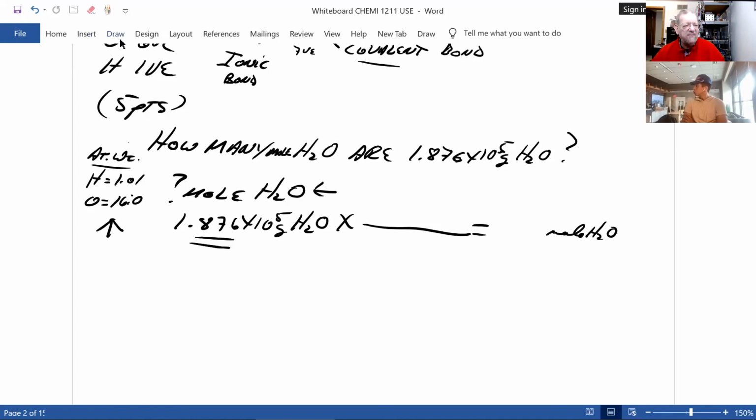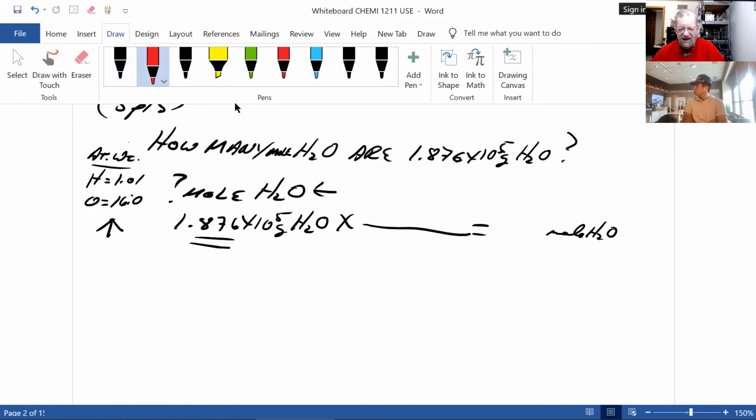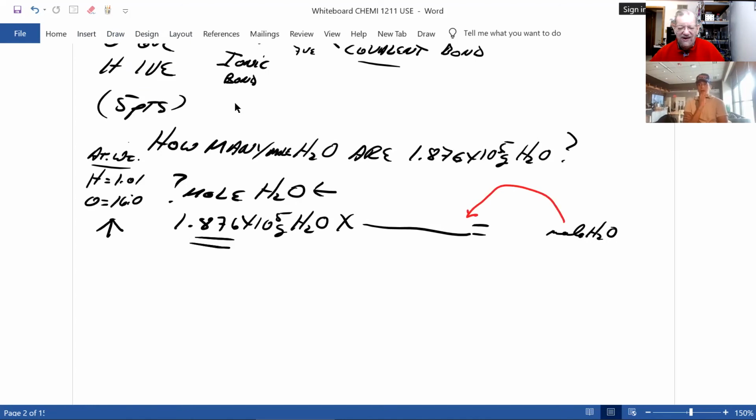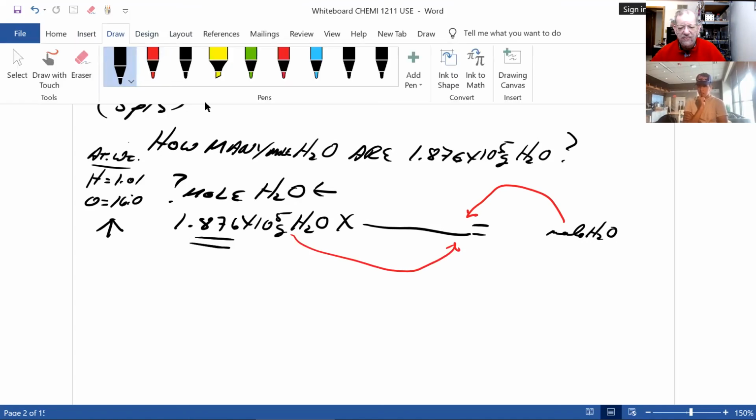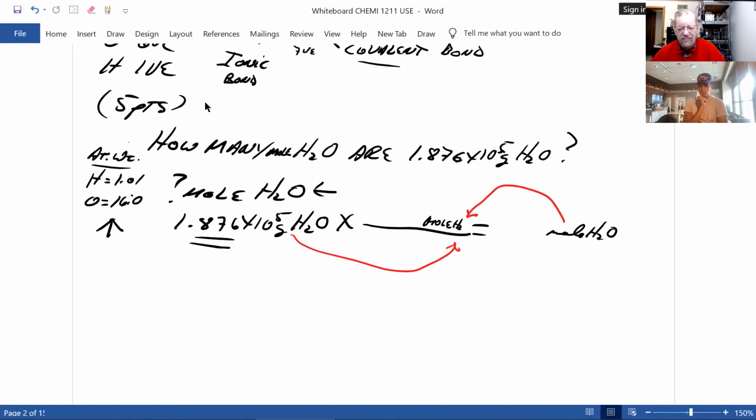And now use my good buddy, my good friend, unit analysis. Anybody keeping count how many times I say that? Whatever I'm trying to get to goes on top of the ratio. Whatever I'm trying to get rid of goes underneath. And where do I get these numbers? From 1 mole of a compound equals the molecular weight. And the molecular weight of water, 2 hydrogen. I'm going to go through this real quick. 1 oxygen.